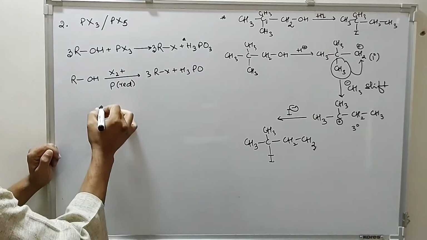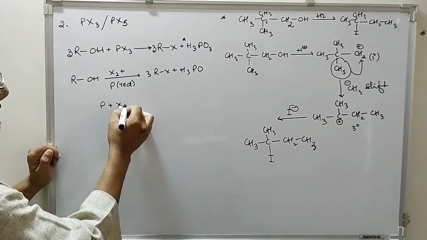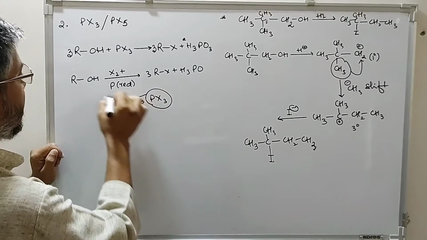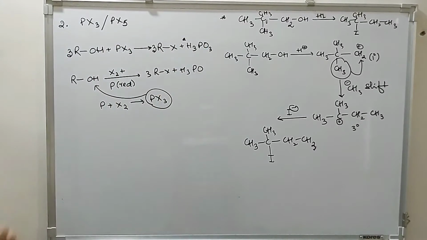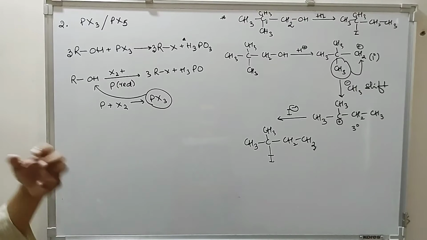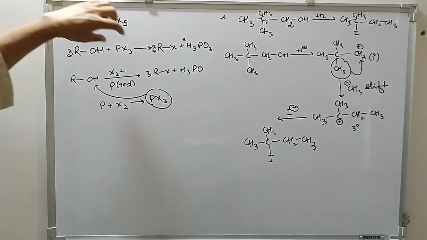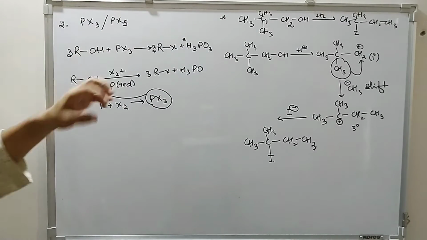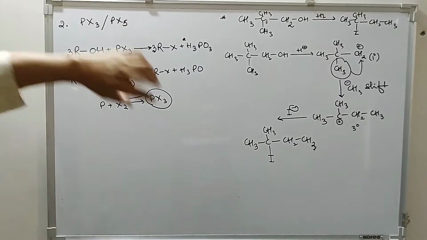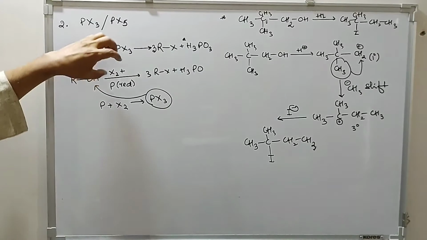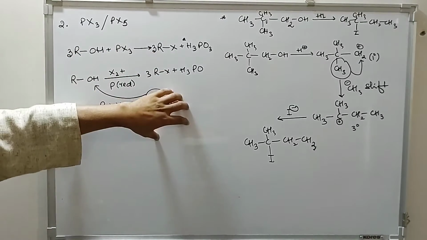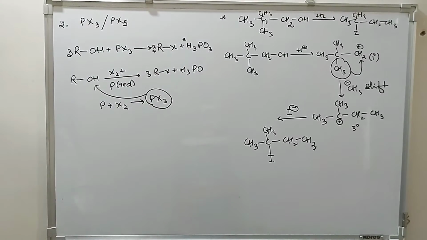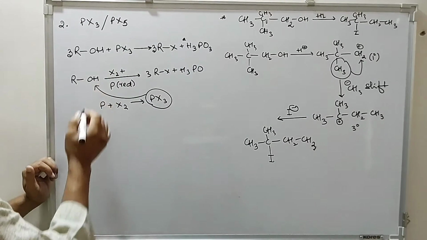So what is happening is this phosphorus first combines with X2 and this gives you PX3, and finally this PX3 reacts with alcohol to give you this product. So in some of the books you may have alcohol plus PX3, then alkyl halide plus phosphorus, or this may be modified as alcohol plus X2 plus the red phosphorus. So X2 plus red phosphorus first gives you trihalide, and this trihalide further reacts with alcohol to give you alkyl halide.